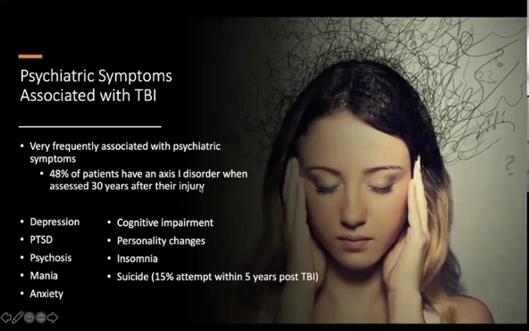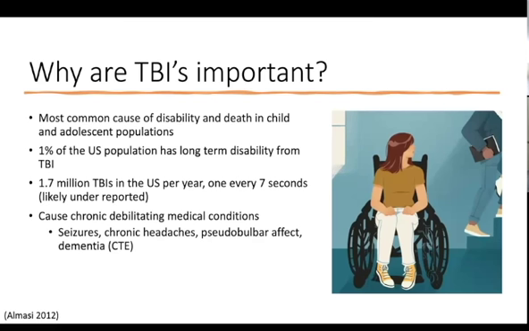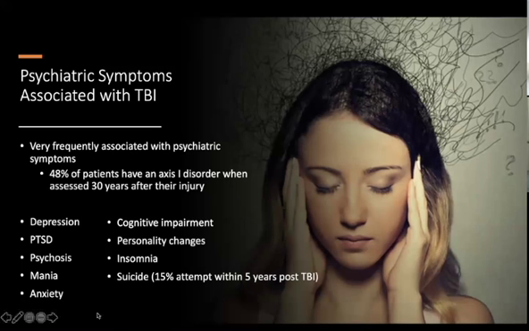Now, this is the medical costs, so we've already gone over that. That's why they're important medically. But this is really the key for us: why is it psychiatrically important? And the fact of the matter is it's very, very frequently associated with psychiatric symptoms. 48% of patients have an axis 1 disorder when assessed 30 years after their head injury. So if someone gets a head injury, there's a 50% chance, essentially, just flip a coin, whether they have depression, PTSD, psychosis, mania, anxiety, cognitive impairment, personality changes, insomnia, or suicidal thoughts.